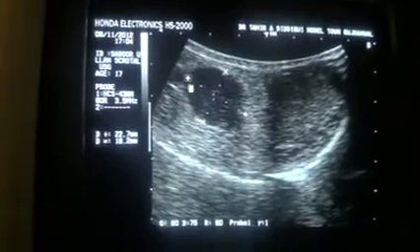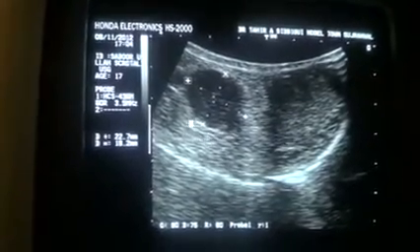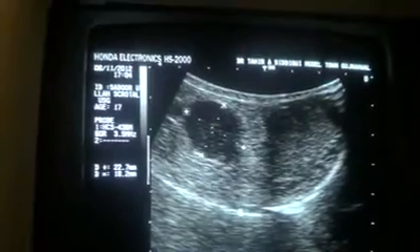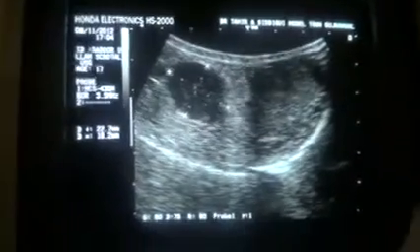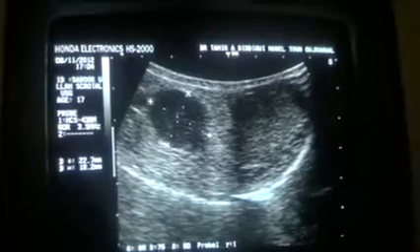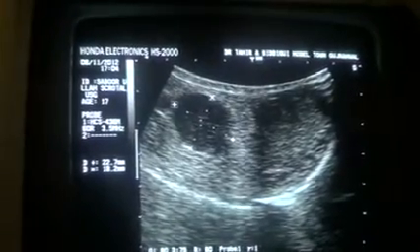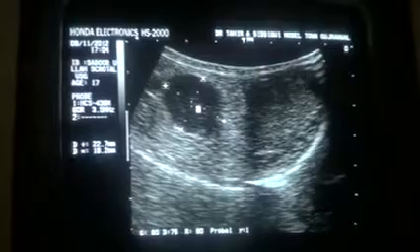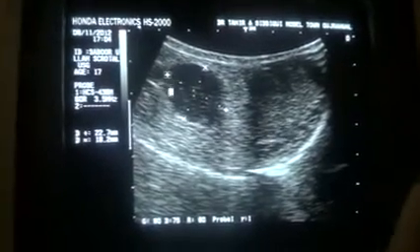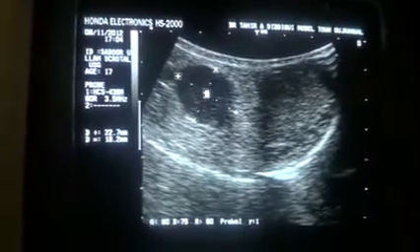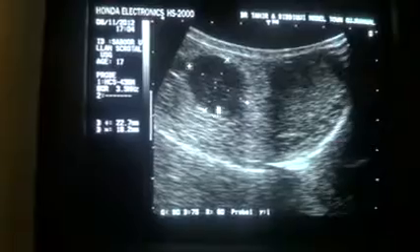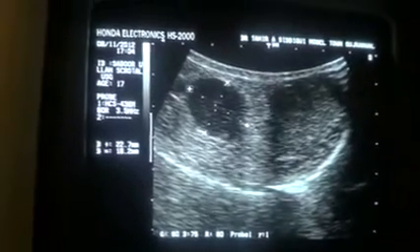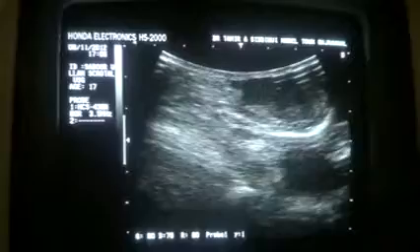This is the hypoechoic area with mild posterior wall acoustic enhancement. So the testis on the right side is not visualized. Rather, in place of the right testis, we see a demarcated hypoechoic area which gives posterior wall acoustic enhancement. Now let's first study the normal one.